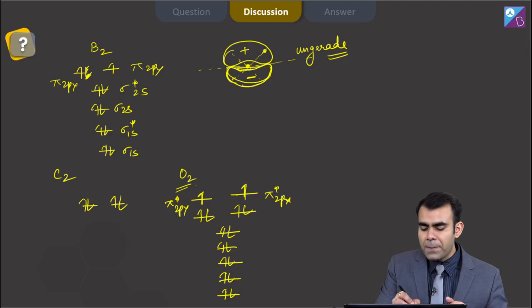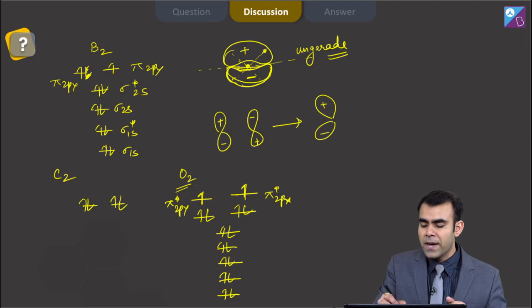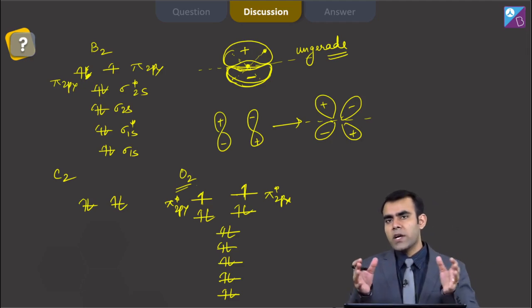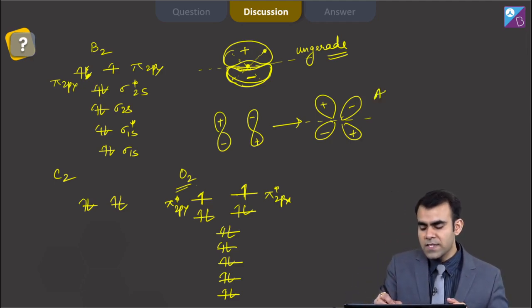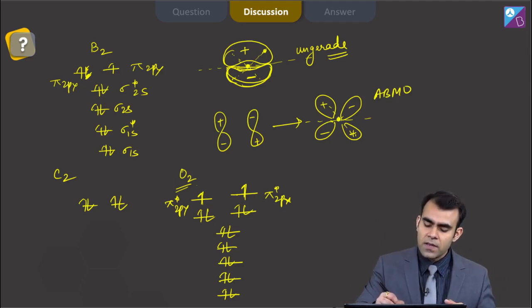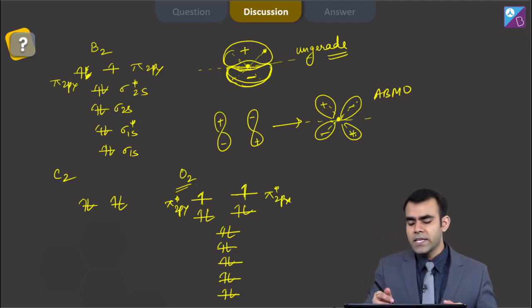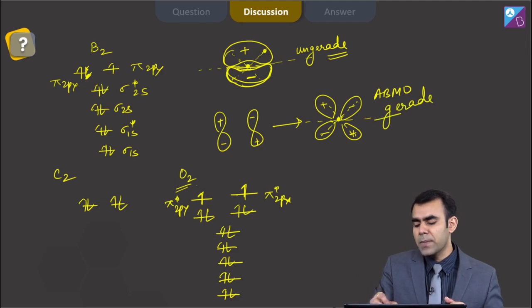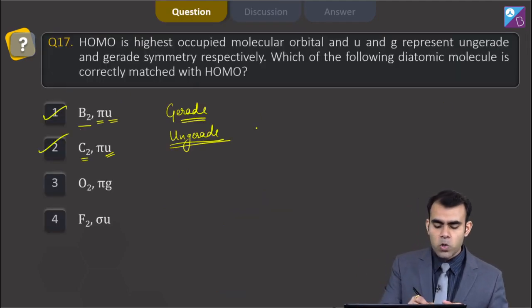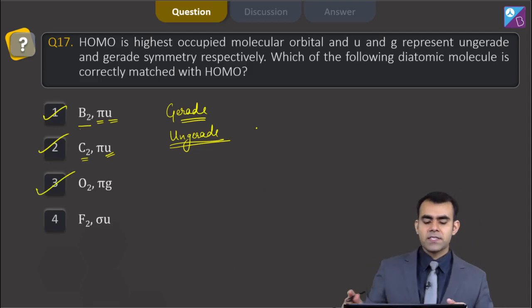Now when p orbitals interact in an antibonding or out of phase manner, then we get something like this. This is plus, minus, this is minus, plus. So this is out of phase bonding or the antibonding MO, and along this point you can see that these molecular orbitals basically represent the gerade symmetry. So O2 pi gerade, yes, this statement is correct.